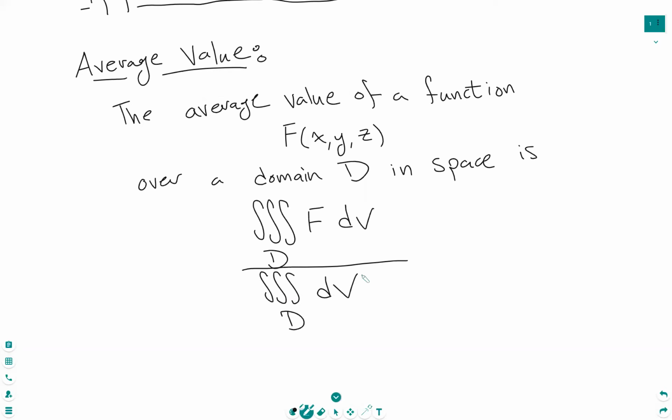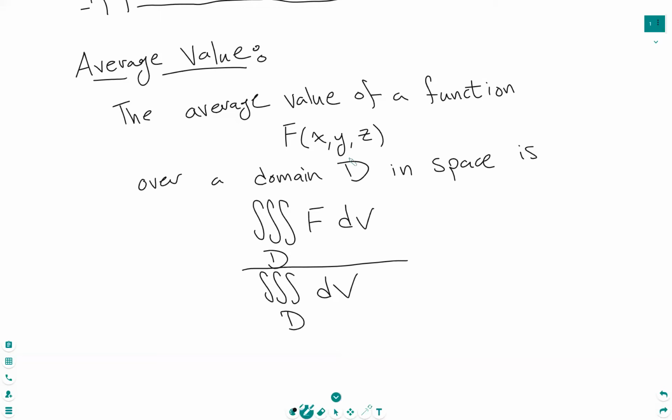Okay, so what's happening here? Think of how you would normally calculate an average. Maybe you're looking at an average of homework scores or something, right? You add up all of the scores and then you divide by how many there were, right? So maybe there were 5 assignments and you had 5 different scores. You add up all those scores and then you divide by 5, which gives you the average value. This is exactly the same thing. Remember, think of integrals as sums.